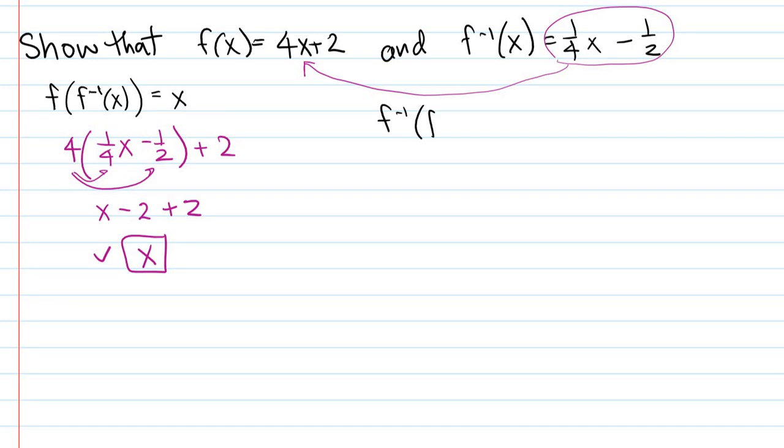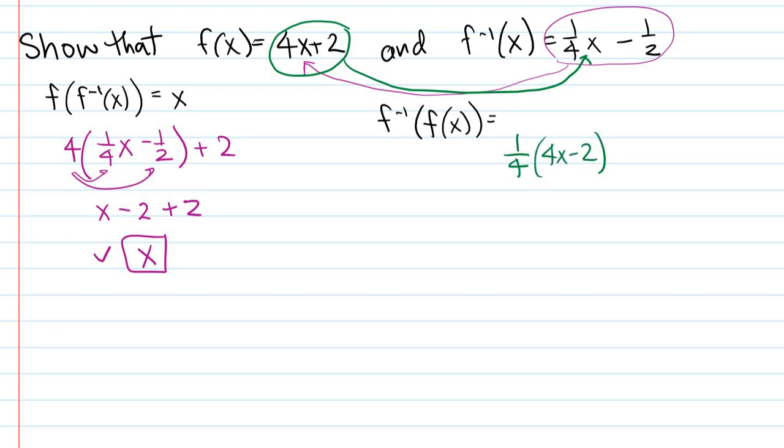So f of negative 1, f of x. We're going to use the other operations. So this will now be plugged in here. So we have 1/4 times 4x minus 2, minus 1/2. Distribute the 1/4 and you get x minus 1, oops, sorry, that's plus. x plus 1/2 minus 1/2, which is just x. Check. So those two functions are inverses.